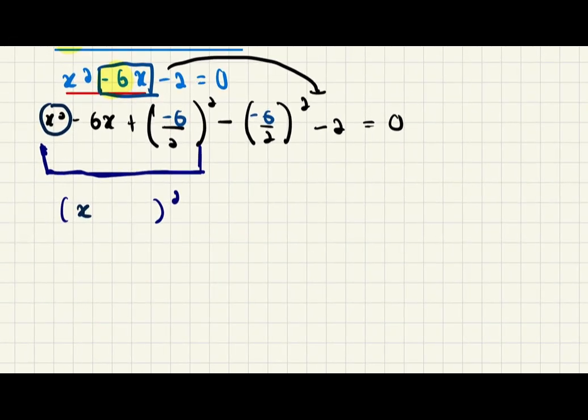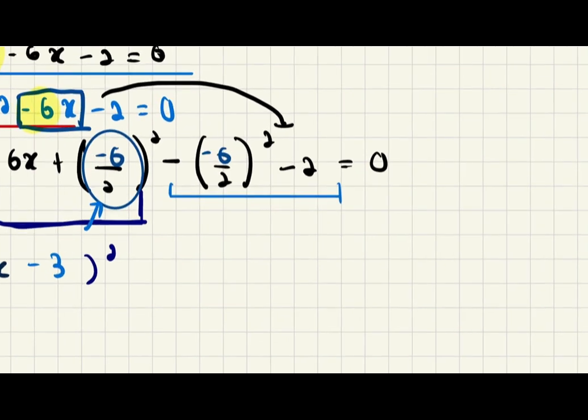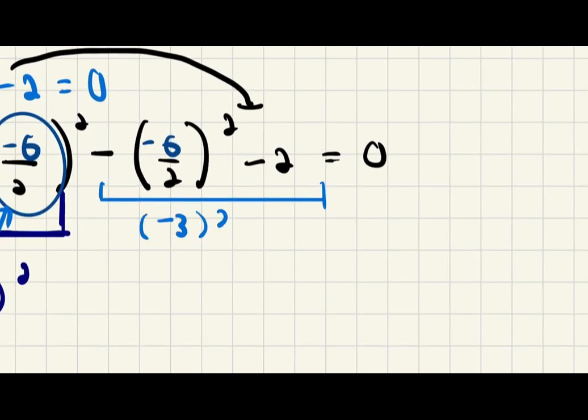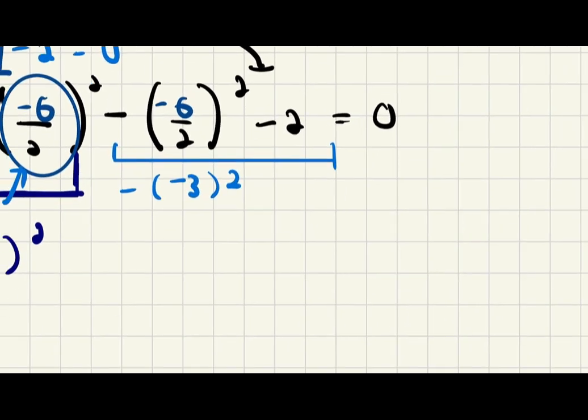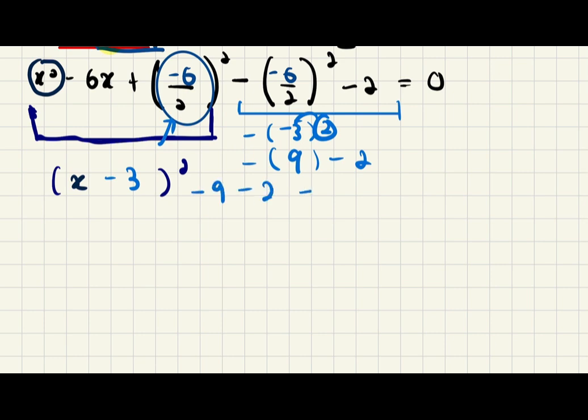You're going to put whatever you get in here. Okay, so what do you get in here? You can clearly see that you get negative 6 over 2, which is negative 6 divided by 2, which is negative 3. So this is how you factorize it. This is the format. Okay, and then you simply just copy this one. Okay, negative 6 over 2 is negative 3. So negative 3 squared, outside negative. And then when you square this, it will become 9. So negative 9 minus 2. Rewrite here. Negative 9 minus 2 equals to 0.